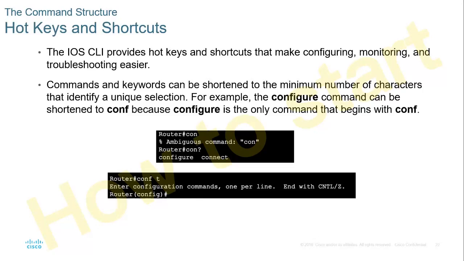So hotkeys and shortcuts. You don't always have to type out the entire command. To go from the privilege exec to configuration is configure terminal, or conf t. However, if there could be multiple commands with the same amount of letters, you'll get an ambiguous command. Here we have router, and we're issuing a con command. Well, there are 2 commands that start with con, configure and connect. So this is ambiguous. It doesn't know which one you're trying to do. If you did conf, it would know it's configure. If you did conn, it would know that you're typing in connect. So it really just depends.